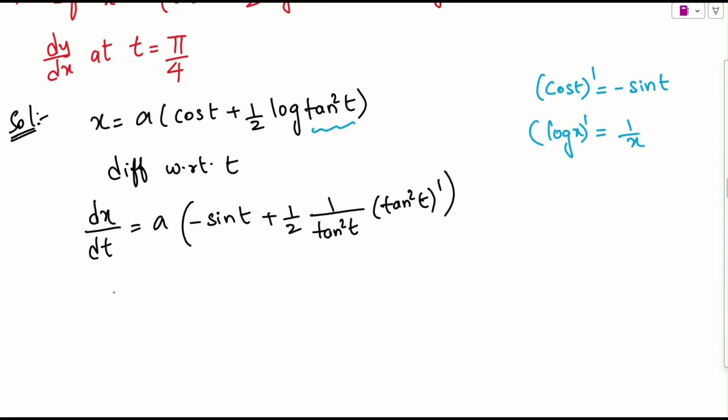Is it okay? So after that what we'll be getting, dx by dt is nothing but minus a times sine t. Agree? If you feel like no need to take a common, let it be, let us keep it aside instead of complicating the problem. Then what should we do? This is 1 by 2 times, what is this? This is tan square t. Is it okay?